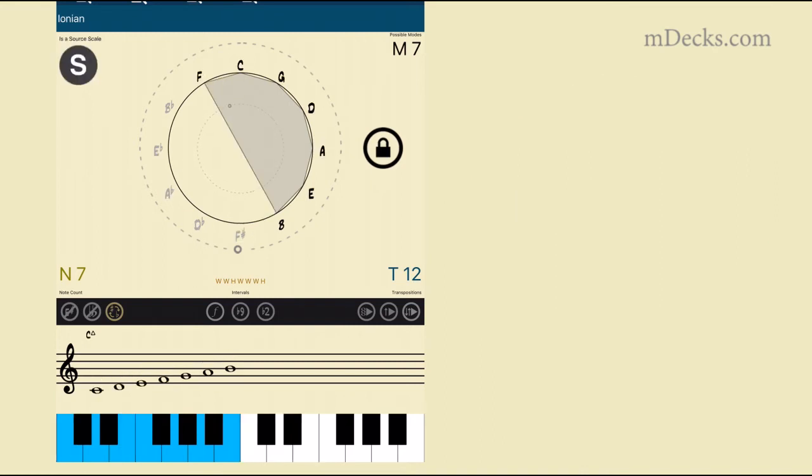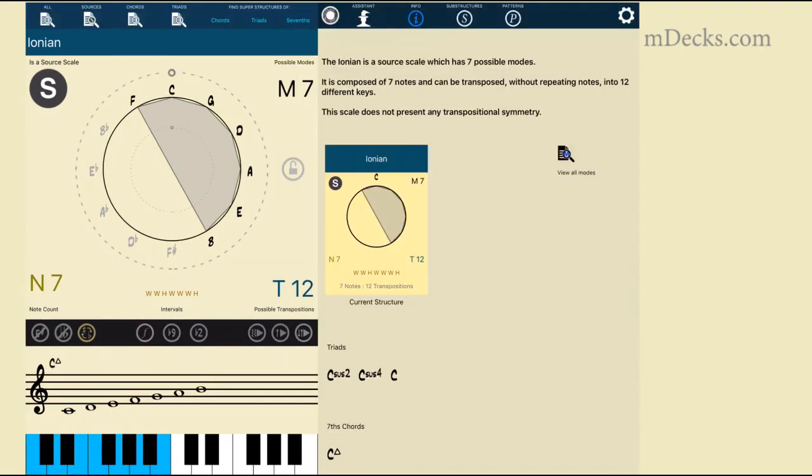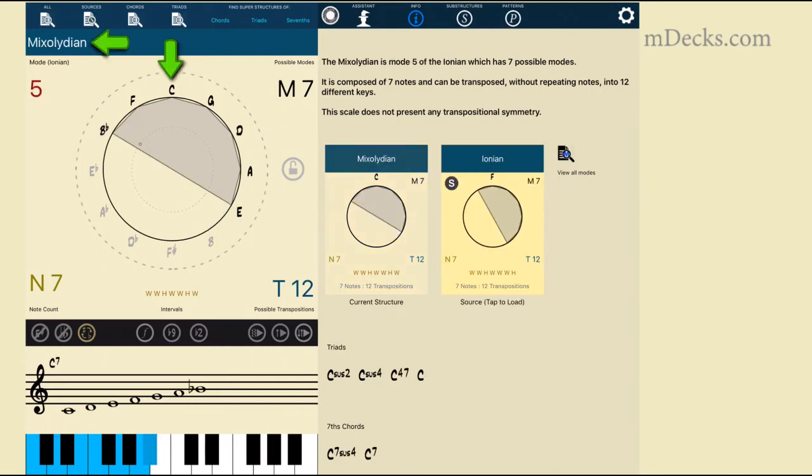Great! Now that you understand how turning the graph around the circle gives us different modes, let's unlock the wheels so that we can turn the graph and keep the C on top. So now we have the C Mixolydian scale. Notice how the B flat is now part of the scale. C Mixolydian is the F major scale or F Ionian starting on C. Listen. And the chord is of course a dominant chord.